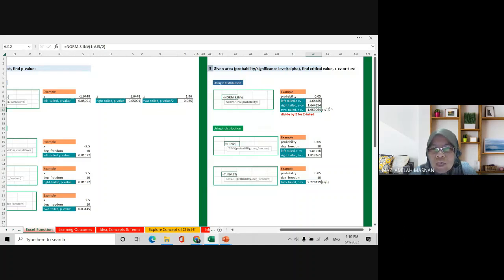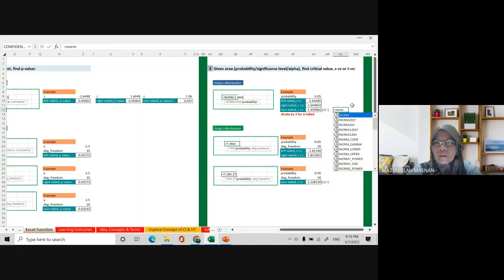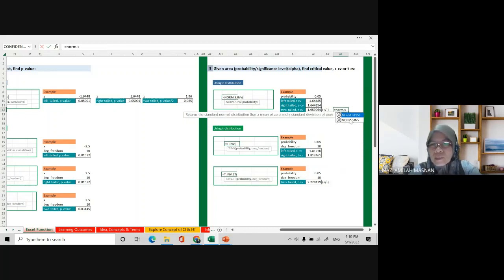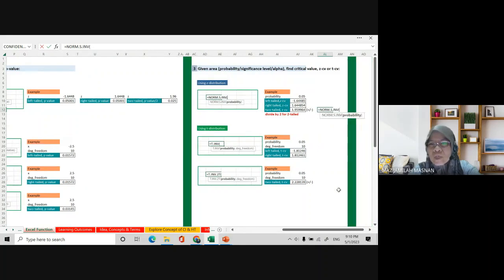So what you should have is your probability value or alpha value. Let's say I choose here NORM.S.INV. Double click here. So it requires the probability. That's why in the first place, when we are dealing with CI for mean, we are using the alpha.